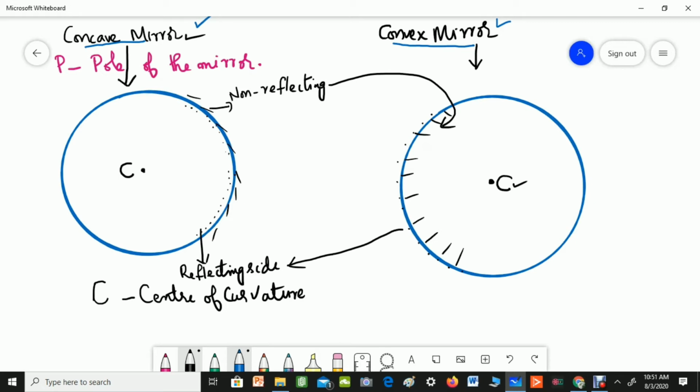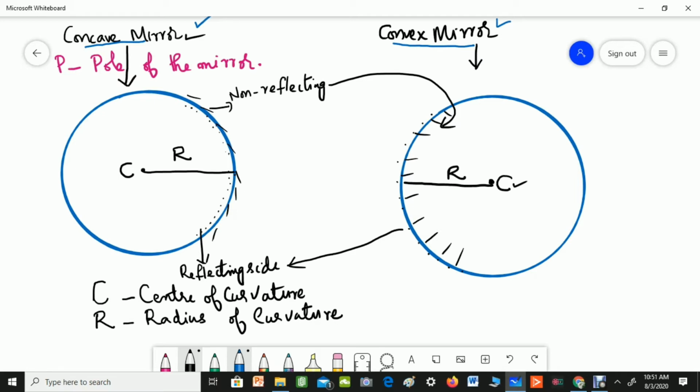Now, the radius of the sphere, I am giving the name R. R is the radius of the sphere. We can call it the radius of curvature. The radius of the sphere of which the reflecting surface of a spherical mirror forms a part is called the radius of curvature of the mirror, and it is represented by the letter R. Now in the case of a convex mirror, this is the radius of curvature R.